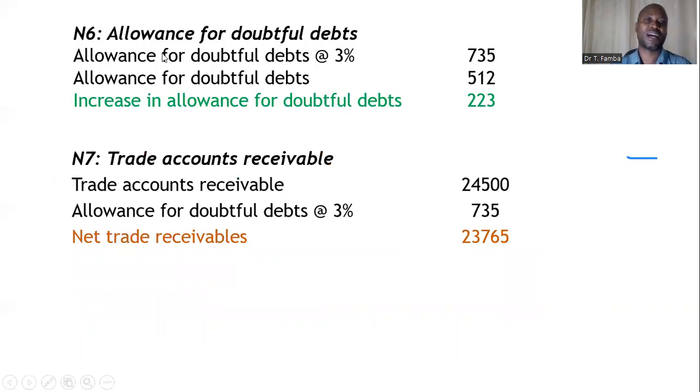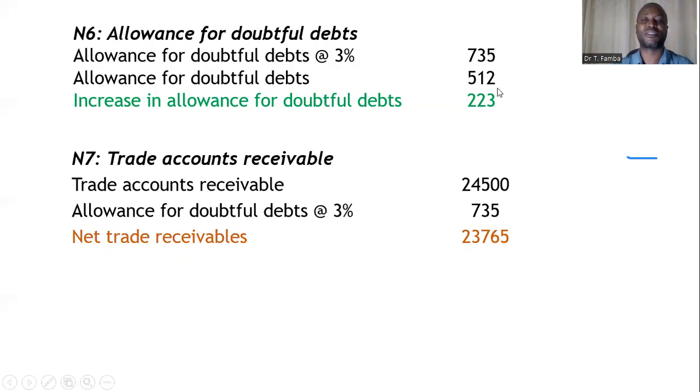So now, allowance for doubtful debts. As I said earlier on, you have allowance for doubtful debt, which is 3%. So we are going to compute 3% of accounts receivable. So our trade account is this figure, which is 24,500. If you multiply that by 3%, you get 735. So 735 is the new allowance for doubtful debt, but previously we had an allowance for doubtful debt of 512.